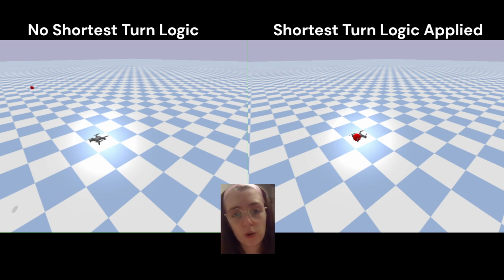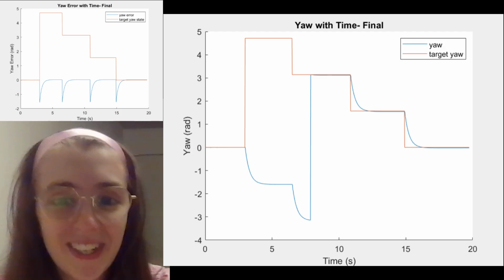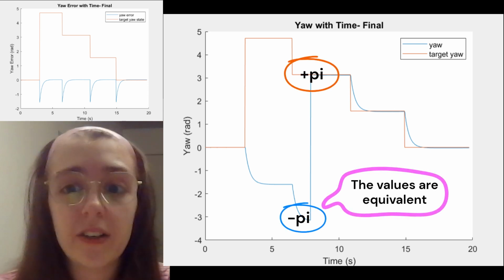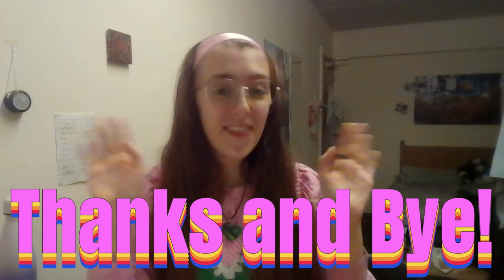The drone turns in the shortest path. The drone successfully achieves target yaw. Even though the values look different, they are equivalent.